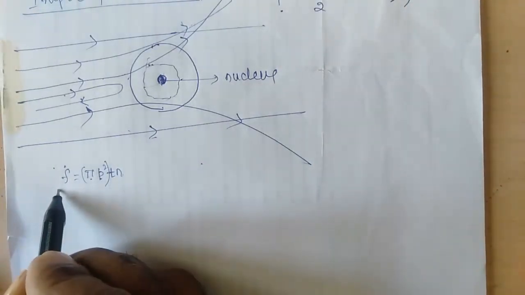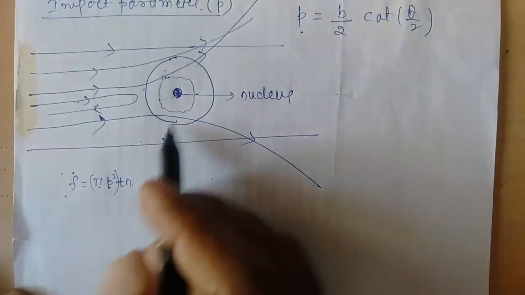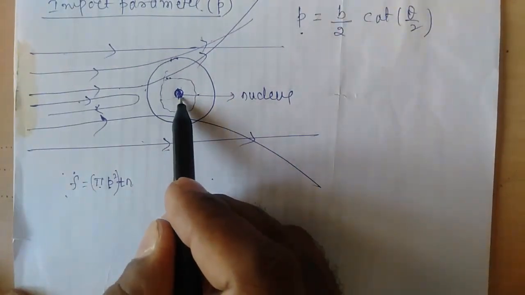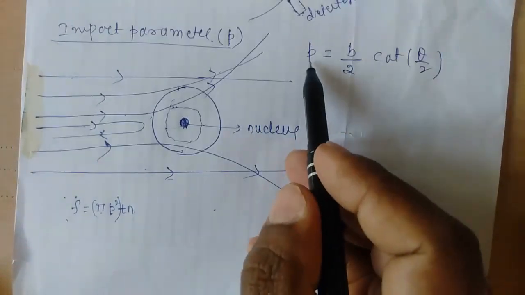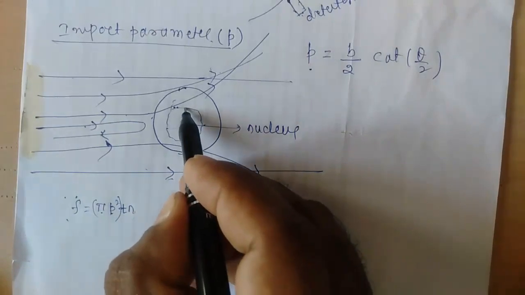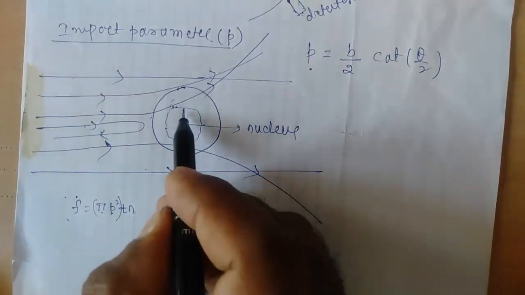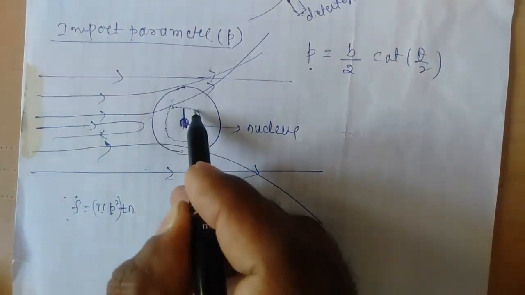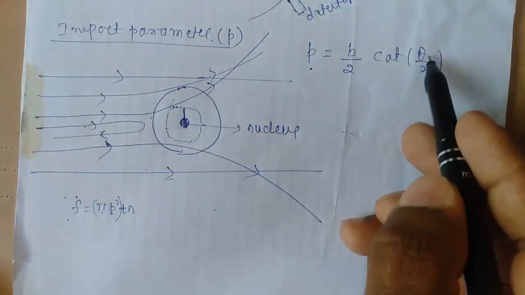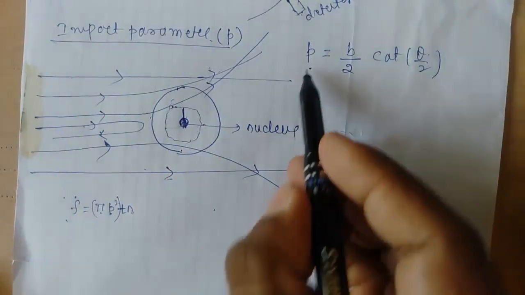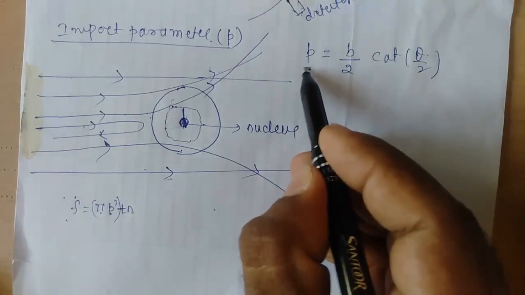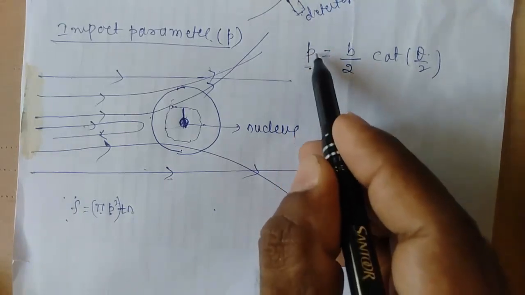So what does this f give? f gives the probability that the particles are getting scattered, keeping this nucleus as the center and this impact parameter p as the radius. Those particles which pass through this area will definitely get scattered by a scattering angle of theta. Got it, students? I'll repeat once again. Let us take this p as the radius, where p is the impact parameter.